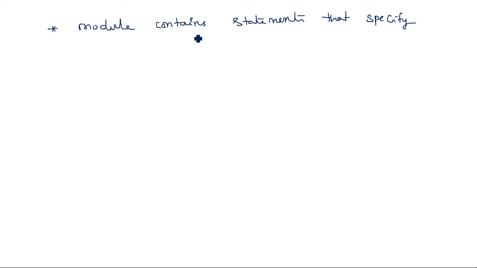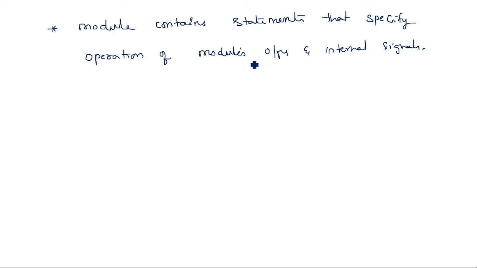Module contains statements that specify the operation of module outputs and internal signals. Okay, internally we are using inputs and outputs for the module, so that specifies the operation of the module outputs and internal signals.